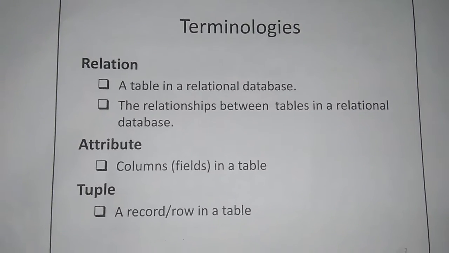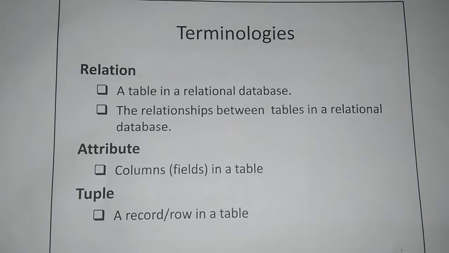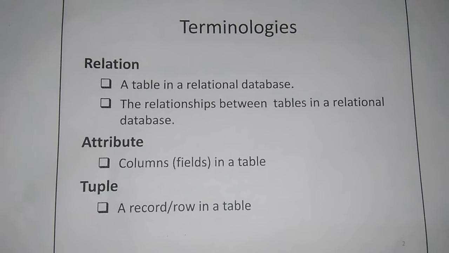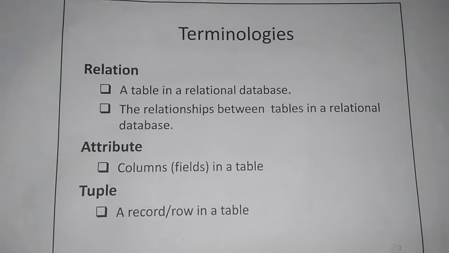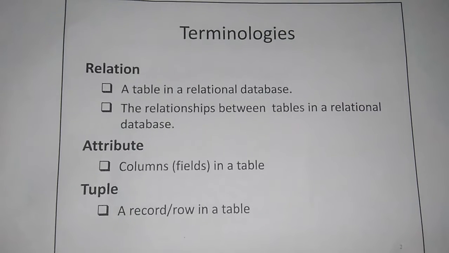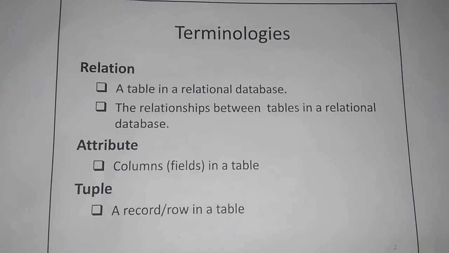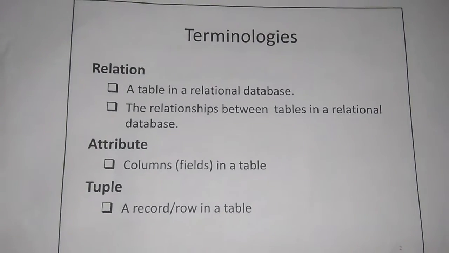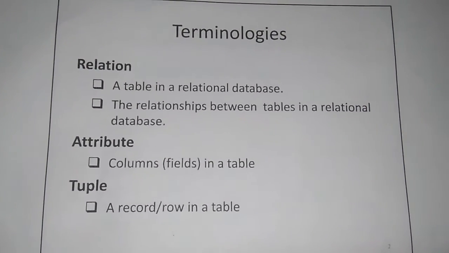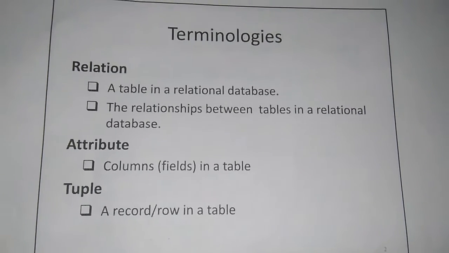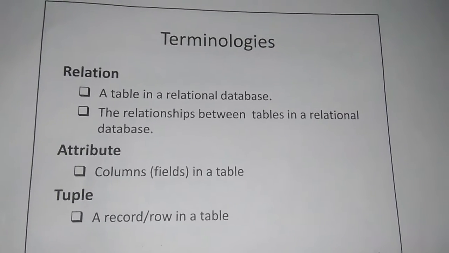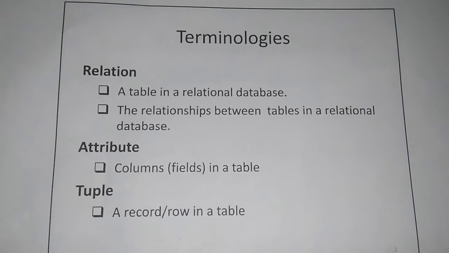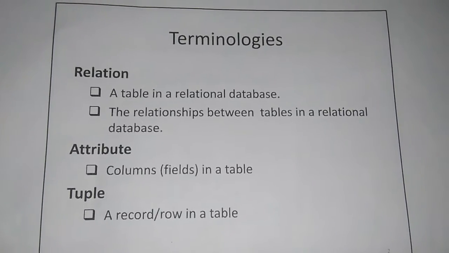Before discussing functional dependency, we will look at some terminology frequently used in DBMS. Relation is sometimes used to refer to a table in a relational database, but it is more commonly used to describe the relationship that can be created between tables in a relational database. In RDBMS, a table organizes data in rows and columns. The columns are known as attributes, whereas the rows are known as records or tuples.